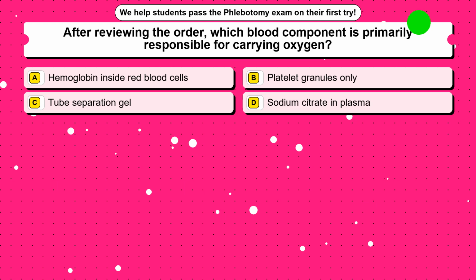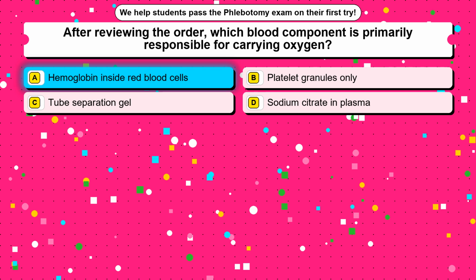Question 89. After reviewing the order, which blood component is primarily responsible for carrying oxygen? Option A. Hemoglobin inside red blood cells. Option B. Platelet granules only. Option C. Tube separation gel. Option D. Sodium citrate in plasma.